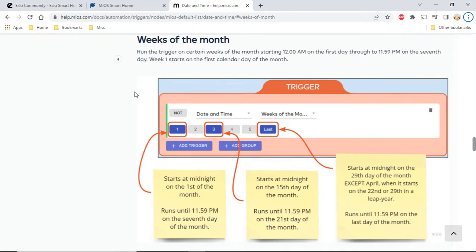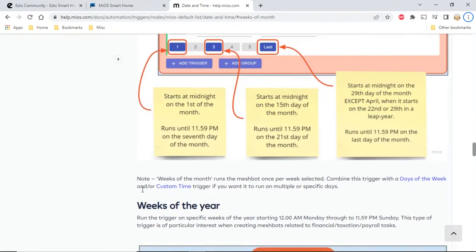In this video we will be looking at weeks of the month in our date and time triggers. On the help page it says that week 1 starts at midnight on the 1st of the month, and for example week 3 would start at midnight on the 15th day of the month.